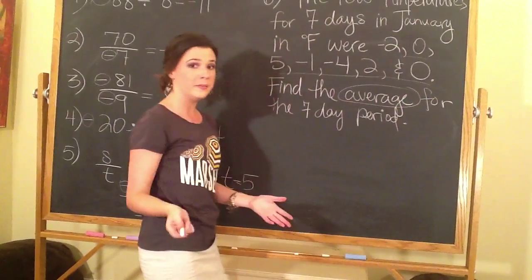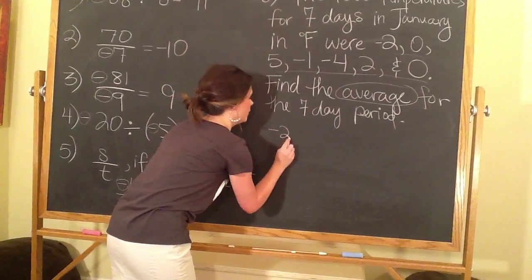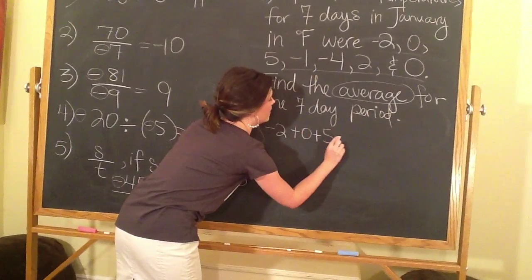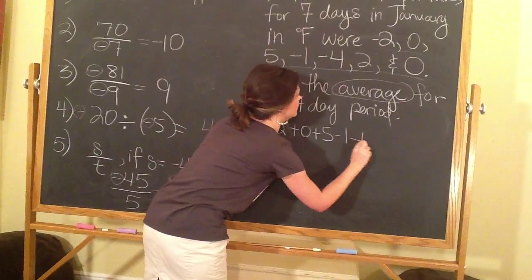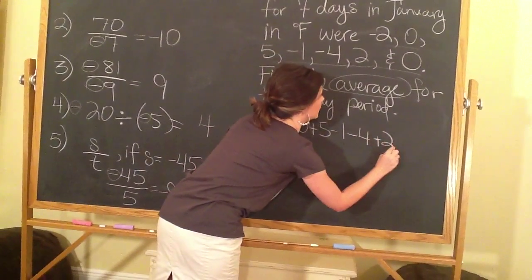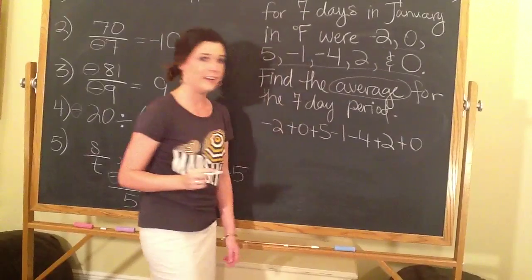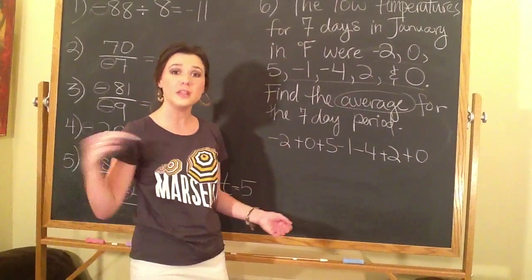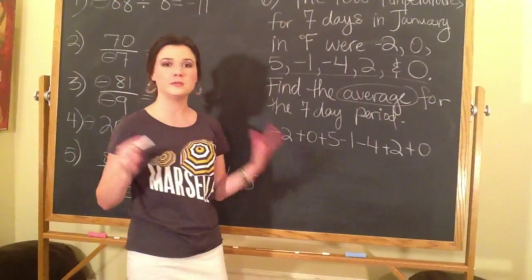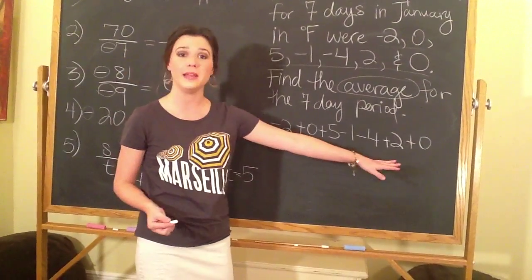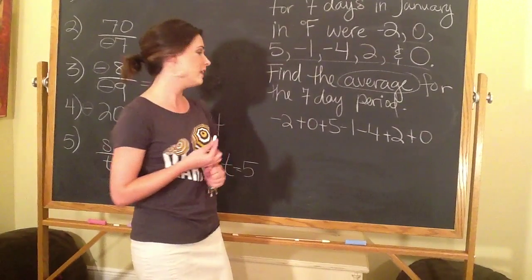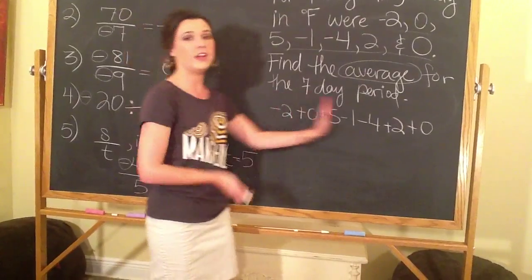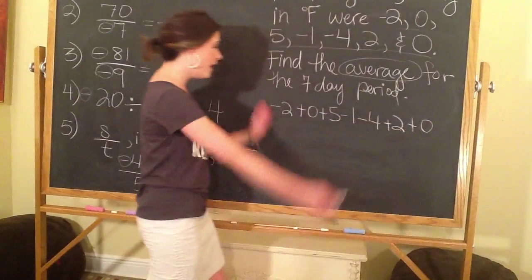Let's add them up first. So we have -2 plus 0 plus 5 minus 1 minus 4 plus 2 and plus 0. It's kind of long, so we're going to have to reference the information we learned a few lessons back where we added and subtracted integers, because that's what we're going to be doing here. And if you also remember that in the order of operations, whenever you have addition and subtraction, you start from the left and work to the right. So let's start from the left.